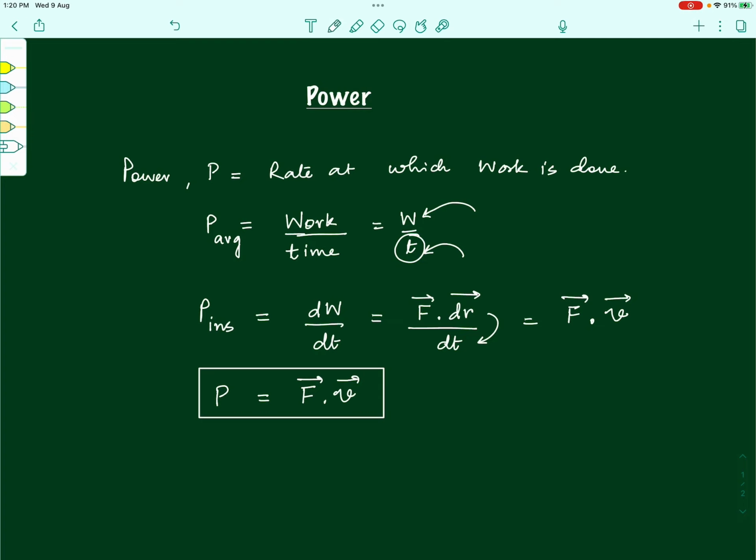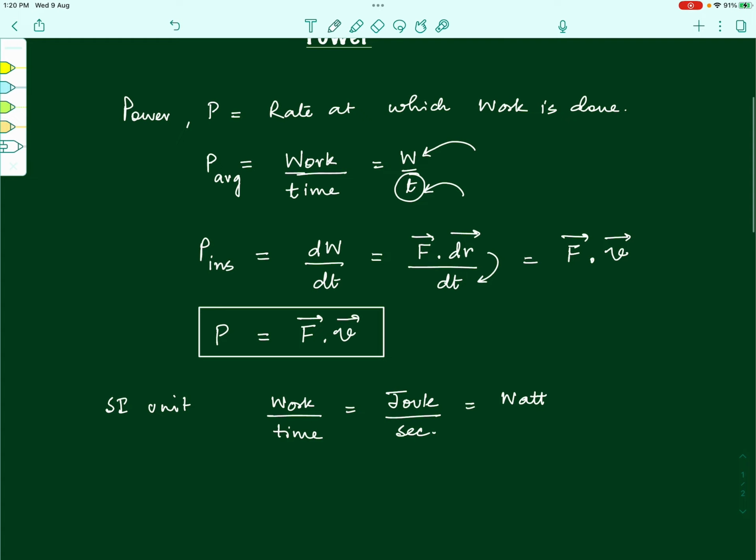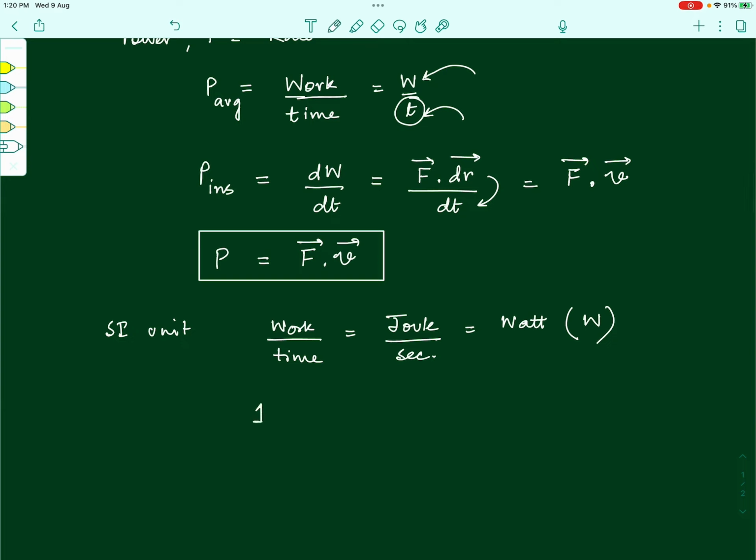If we come to the SI unit now, what is the SI unit of power? Can we say that the SI unit of power will be the same as the unit of work divided by the unit of time? That will be a joule per second. This joule per second is called a watt, W-A-T-T, and written in short as capital W. So we say that 1 watt of power corresponds to 1 joule of work being done in 1 second.